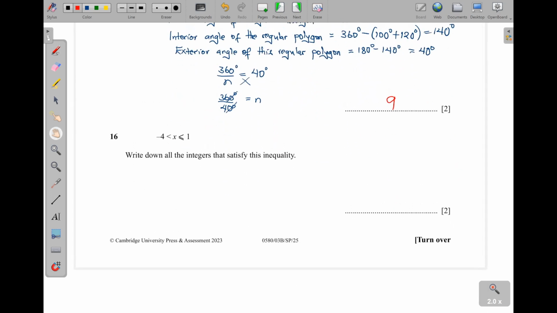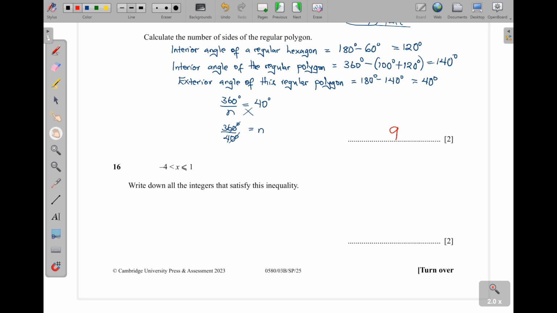The next, 16, it's an inequality. Write down all the integers that satisfy this inequality.